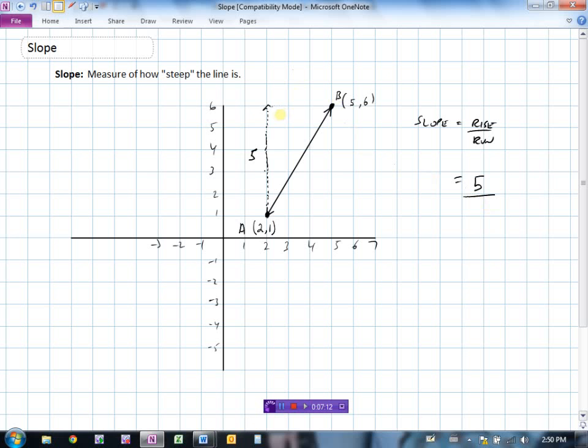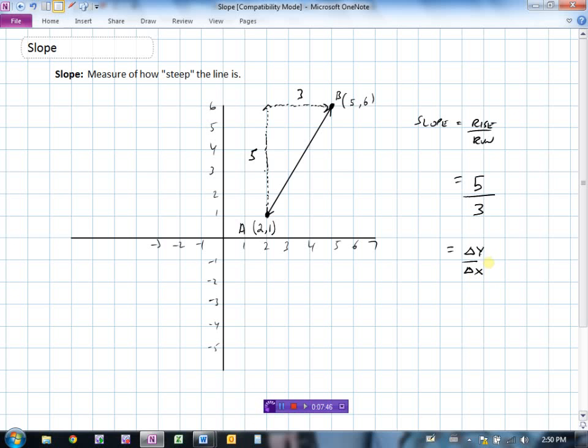Now I need to figure out how far over do I go. Well, I'd go 1, 2, 3 units over before I got to point B. So the slope is rise over run, and from point A to point B I need to go up 5 and right 3. So the slope is 5/3. Up 5, right 3. There is actually a quicker way of doing this, and this is where the change in y over the change in x comes in.